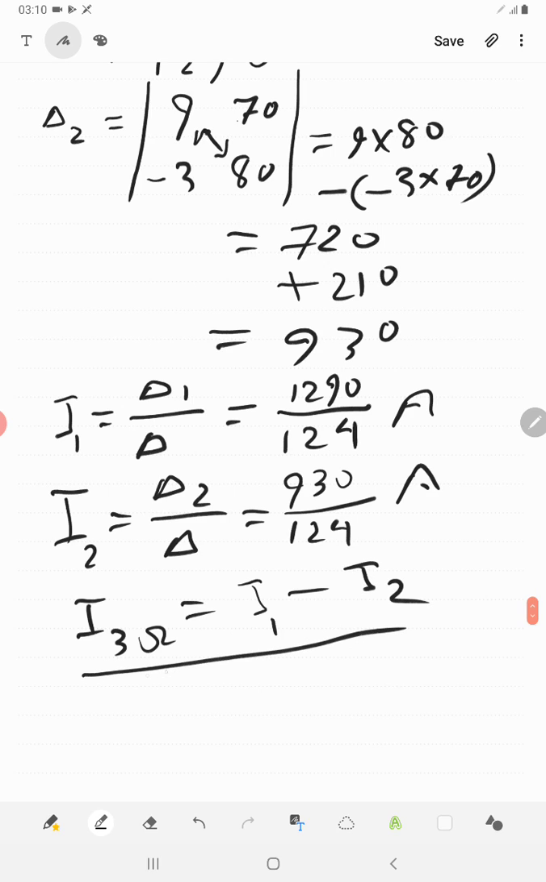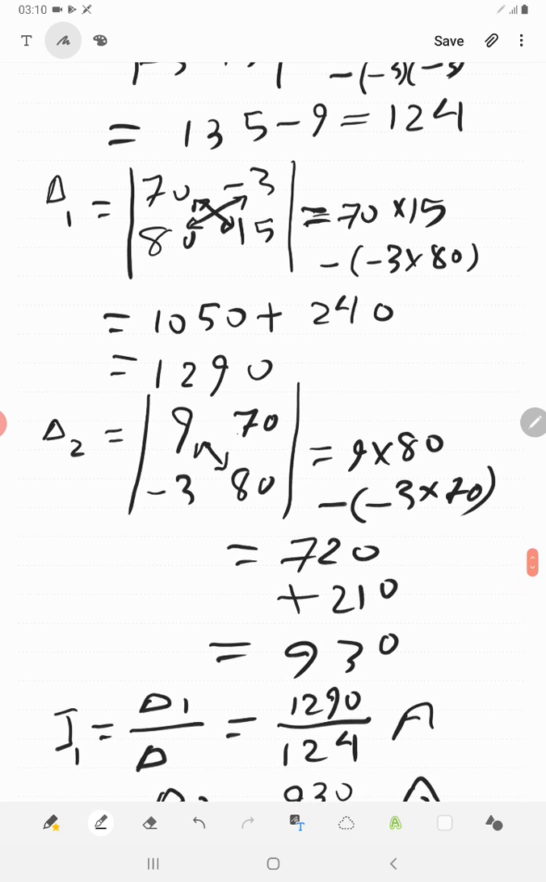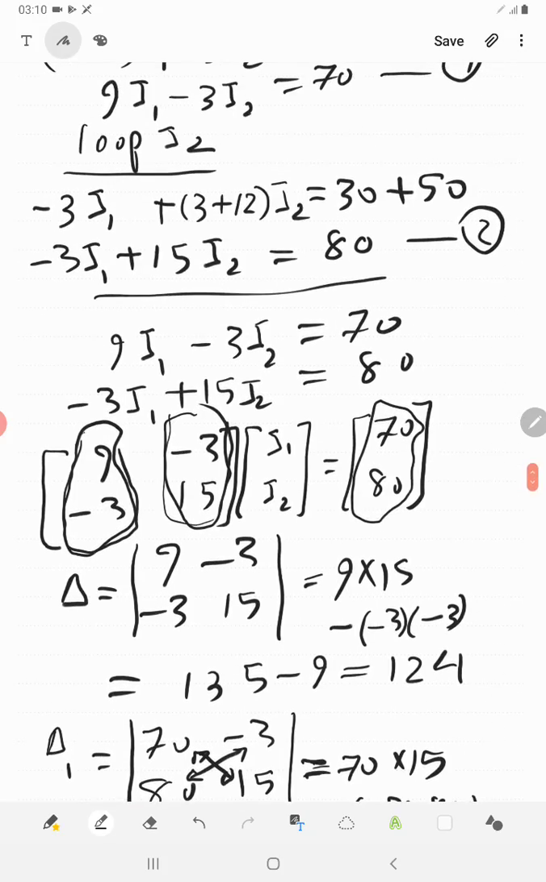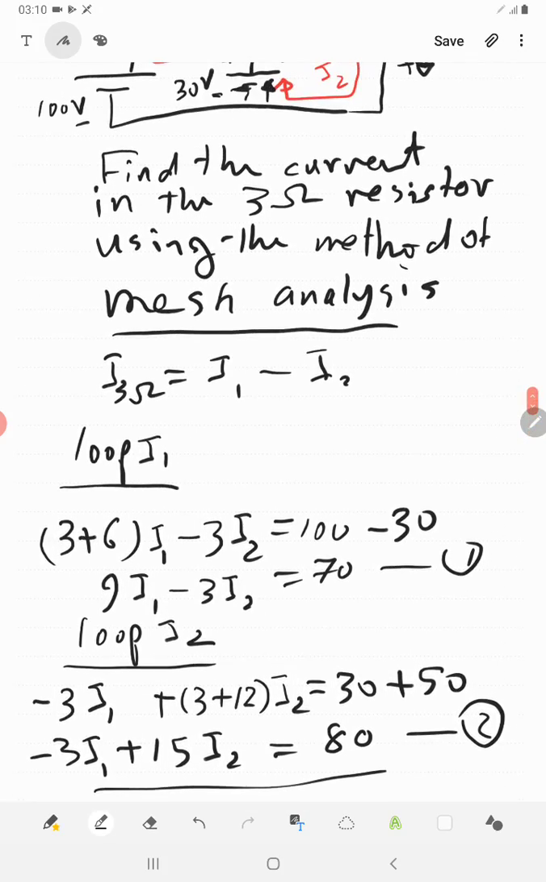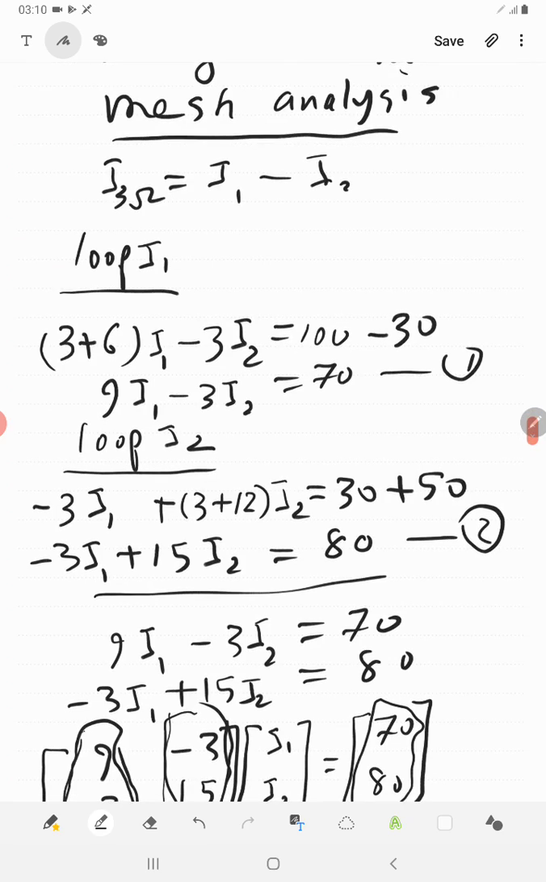Okay? Fine? You do these calculations, I'll leave it to you, but this is the method. Okay? Now, let's go to another example.